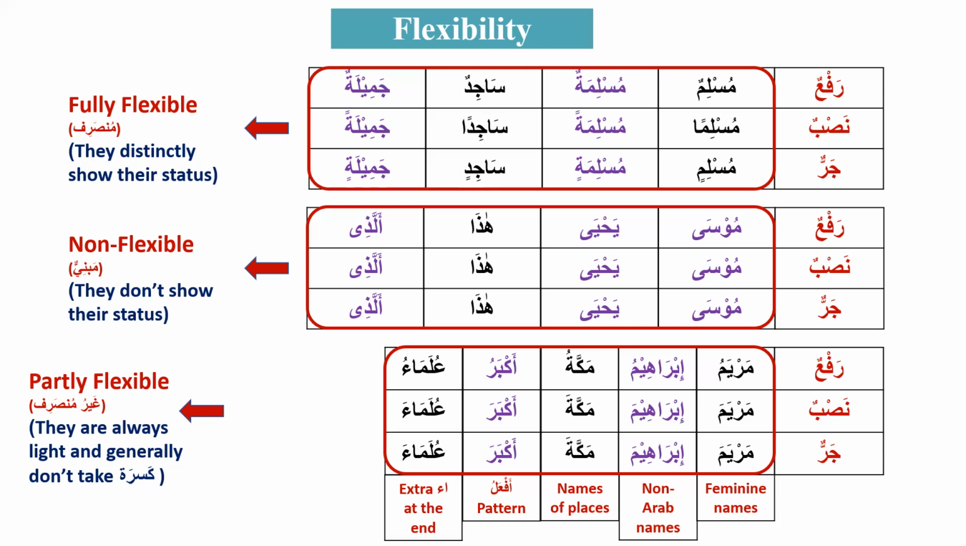But all female names will never have tanween. All female names, Arab or non-Arab, it doesn't matter. When you use them in Arabic language, they will always be light, no tanween. Okay. Shukran. Thank you very much.